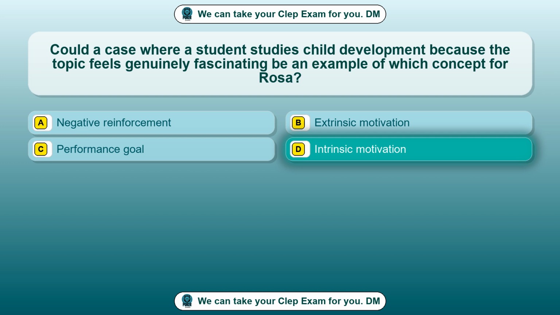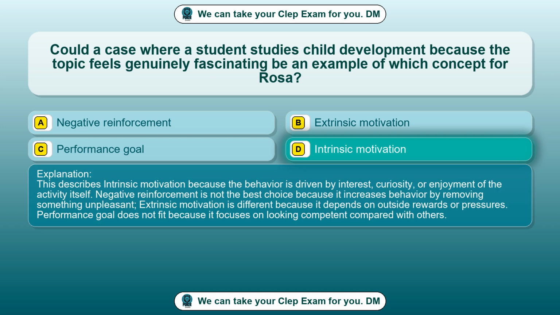Intrinsic motivation. This describes intrinsic motivation because the behavior is driven by interest, curiosity, or enjoyment of the activity itself. Negative reinforcement is not the best choice because it increases behavior by removing something unpleasant. Extrinsic motivation is different because it depends on outside rewards or pressures. Performance goal does not fit because it focuses on looking competent compared with others.